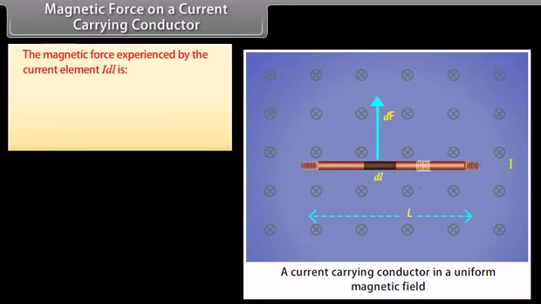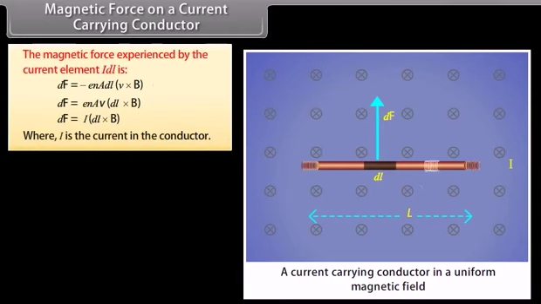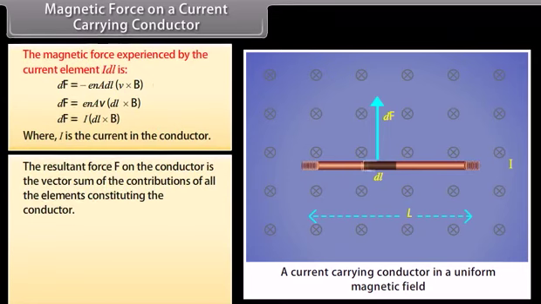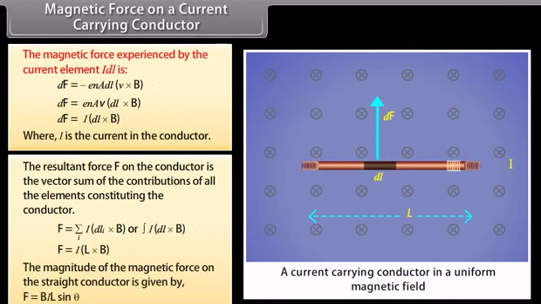The magnetic force experienced by the current element I dl is given by minus e n A dl times the cross product of v and B, which is equal to I times the cross product of dl and B, where I is the current in the conductor. The resultant force F on the conductor is the vector sum of the contributions of all the elements constituting the conductor. Now we get the result F equals I times the cross product of L and B. The magnitude of magnetic force on the straight conductor is given by F equals BIL sin theta.